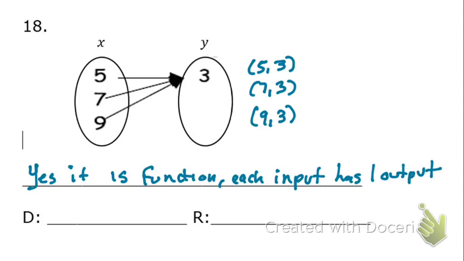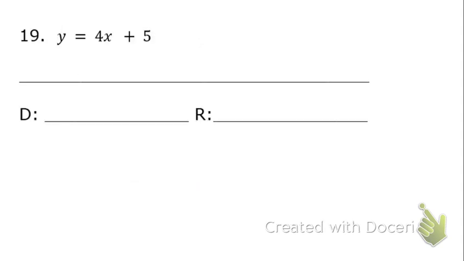Okay? Our domain will be 5, 7, and 9. Our range will just only be the number 3. Alright. Alright, let's go to this right here.